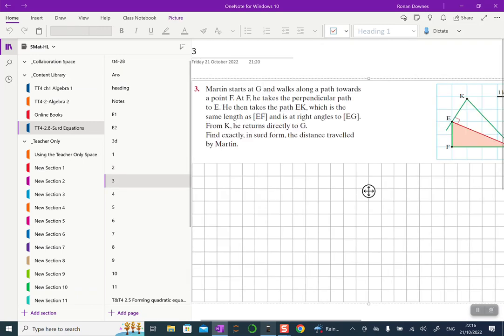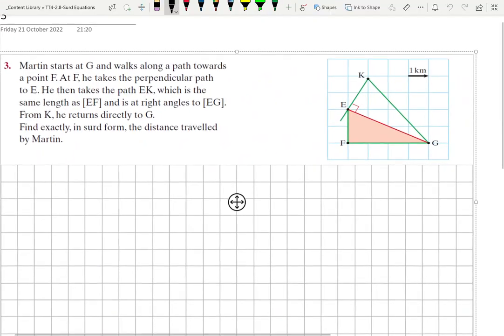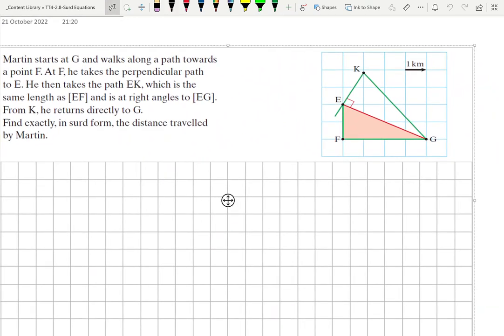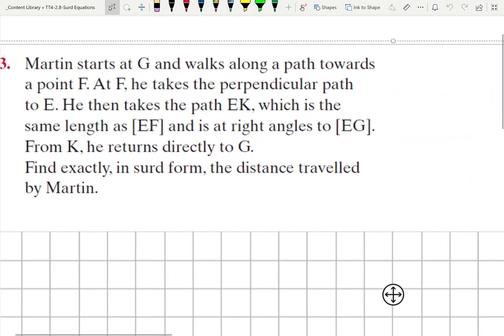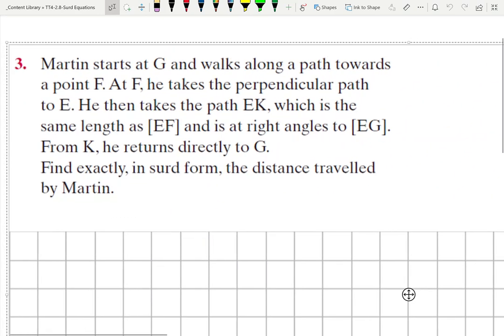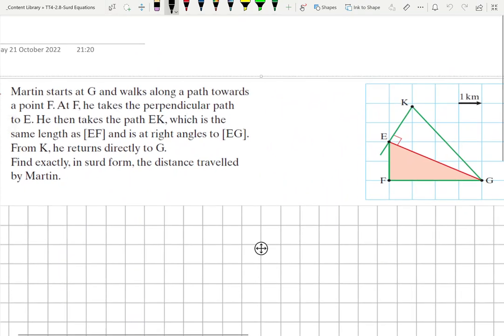On to question 3. Again, I'm going to say spend as long reading the question and planning your strategy of approach as you will doing it. So he starts at G and walks along here. Counting the boxes, that's 4. Turns right and walks up to here. Counting the boxes, that's 2.